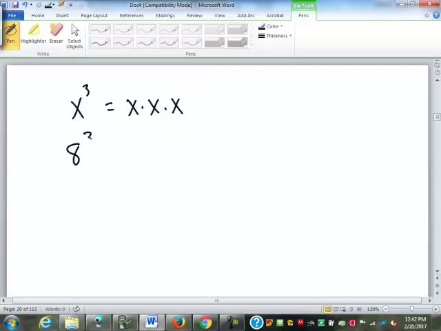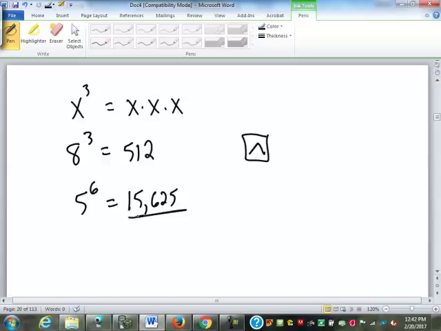If I have 8 to the third power, do you guys know how to type that in your calculator? Okay. 512. Using, most of you, I believe, probably have the caret key. Looks like that. Yep. Okay. So, a little race to see how you do. 5 to the 6th power. Yes, you are correct.